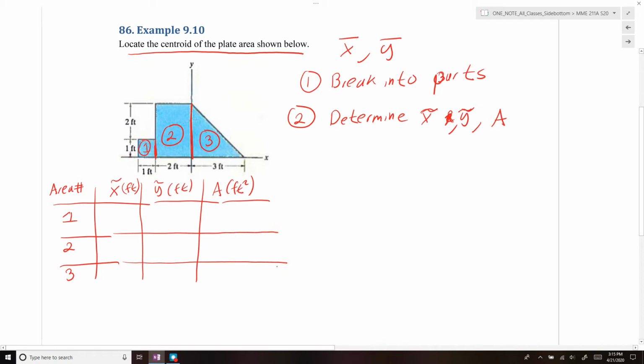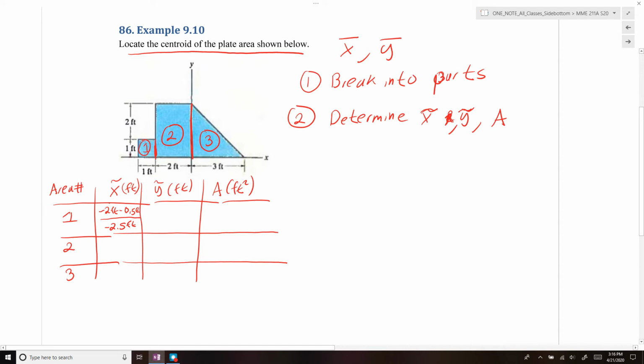Alright, so for x tilde, for our area number 1, it's a 1 by 1 foot square, so halfway through 1 foot is a half of a foot, but area 1 is minus 2 feet away from the y-axis, so we have to include that minus 2 feet. So it's going to be equal to minus 2 feet minus an additional 0.5 feet, or minus 2.5 feet total. Alright, so that's the number that we're going to be interested in.